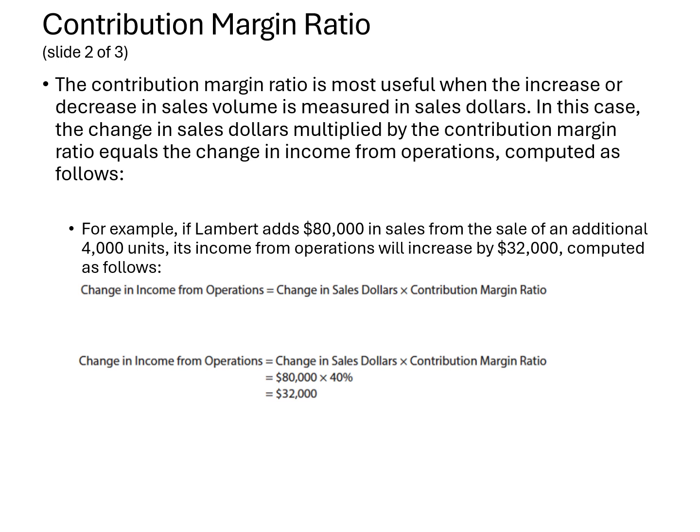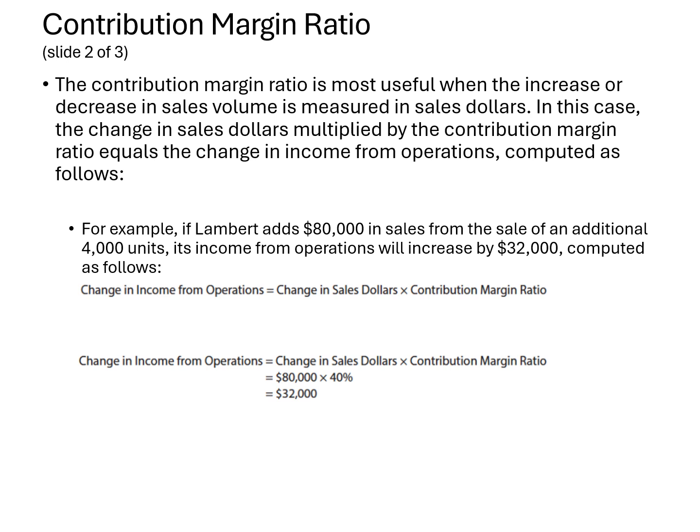So why do we care about this? Well, it can help managers see information very quickly. Let's look at this example. The contribution margin ratio is useful when the increase or decrease in sales volume is measured in sales dollars. So in this case, the change in sales dollars multiplied by the contribution margin ratio will equal the change in income from operations. So in other words, if they want to quickly see what the impact will be on income from operations, they can simply multiply it and see what that impact will be. So what you can take from this slide is that the change in income from operations, that's what we want to know, is equal to the change in sales dollars times the contribution margin ratio.